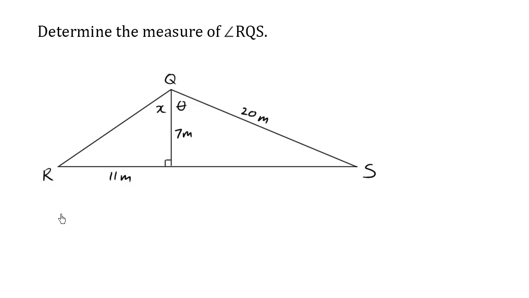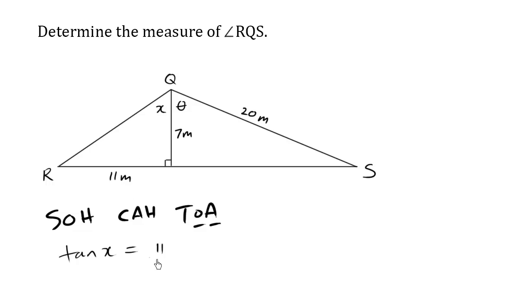So I'm going to write the acronym here. SOH CAH TOA. We have the opposite and the adjacent. So we're going to use tan. So tan of X is equal to the opposite, which is 11, over the adjacent, which is 7.